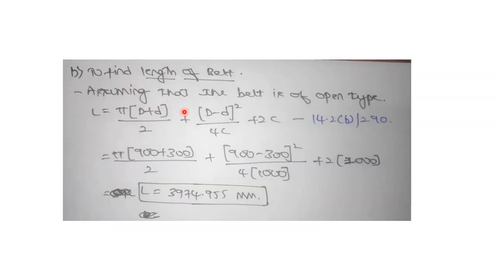Now, the second part of the problem, he asked us to calculate the length of the belt. Remember, he has asked us to calculate the length of the belt, not the pitch length of the belt. So he has clearly mentioned it as the length of the belt. So just go for equation number 14.2b, page number 290. But if he has asked for the pitch length, you will have a separate equation for that. Go for that particular equation and calculate the pitch length. As of now, he has asked only the length of the belt. So L is equal to this particular equation, where you take this equation assuming it as the open type. Substitute the values, you'll get the answer. That ends the problem.